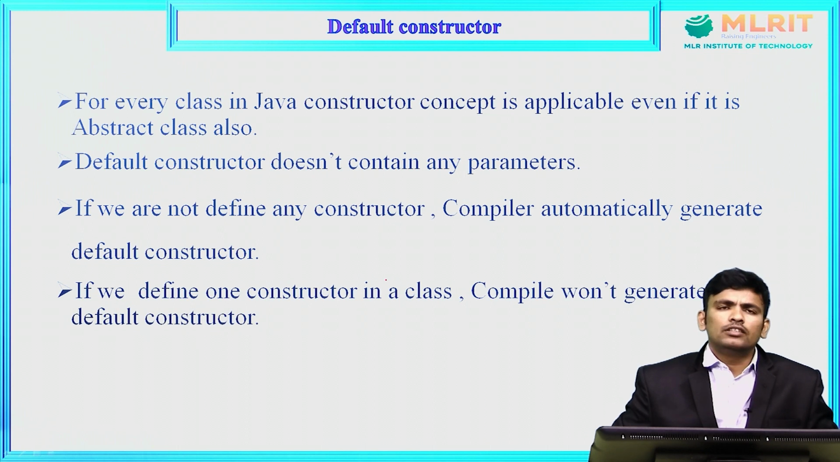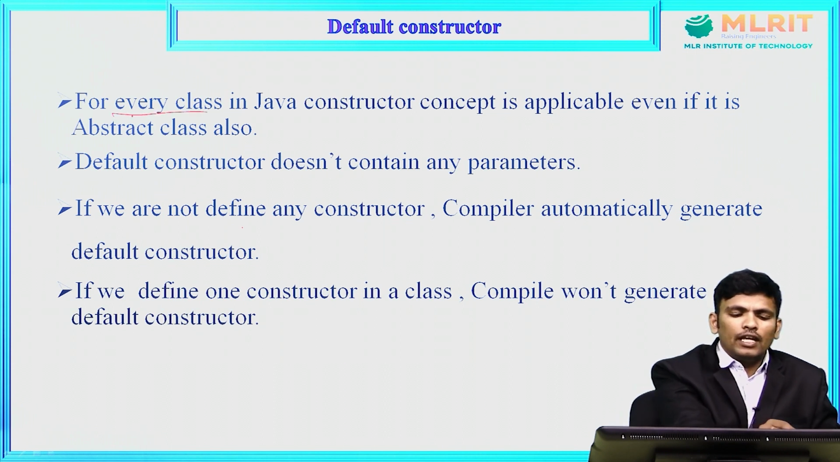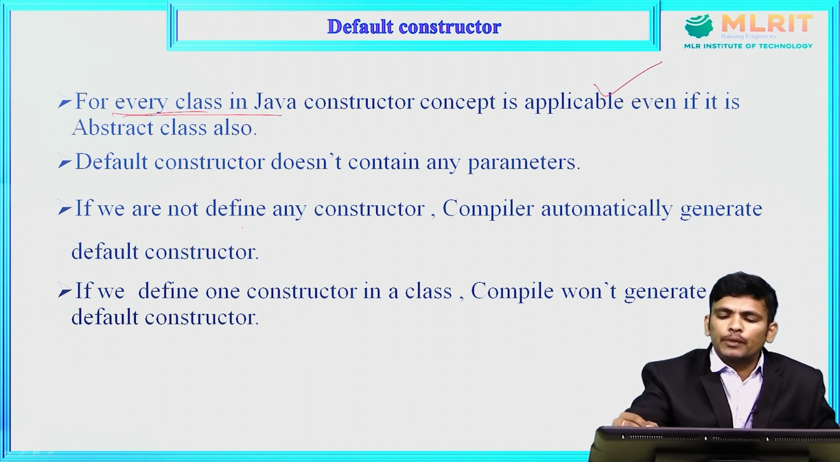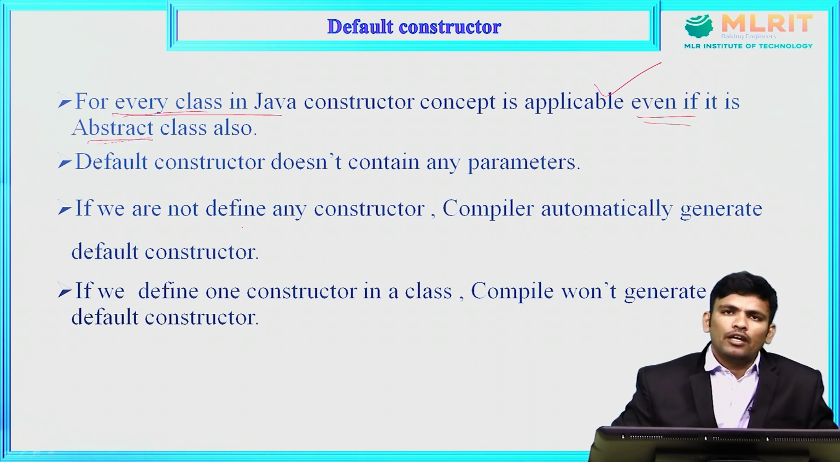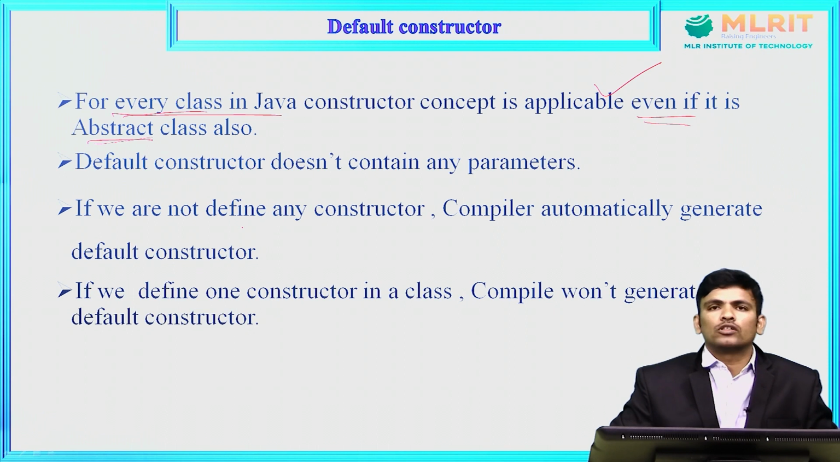As I mentioned, a default constructor. Suppose you do not define any constructor in your program, then the compiler will automatically add a default constructor to your program. That is a default constructor. For every class in Java, the constructor concept is applicable, even if it is an abstract class. For an abstract class, instantiation or object creation is not possible, but the constructor concept is still applicable.